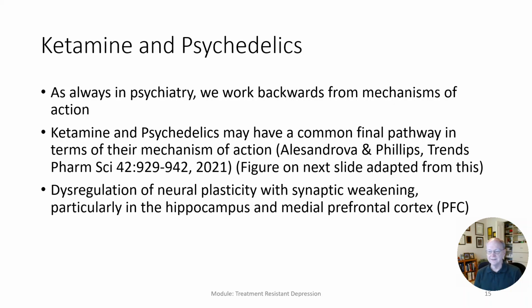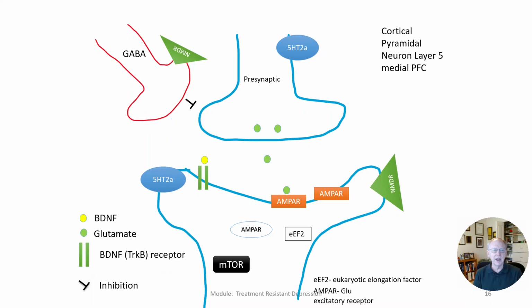So that has gotten to ketamine. And of course, in psychiatry, we work backwards from the drug that's effective. And the idea here is that both ketamine and psychedelics have a common final pathway in terms of their mechanism of action. And let's take a look at that. So here, up here, we have the NMDA, I left the A off here. The NMDA receptors here, both presynaptically and postsynaptically. And over here we have the postsynaptic 5-HT2 receptors.